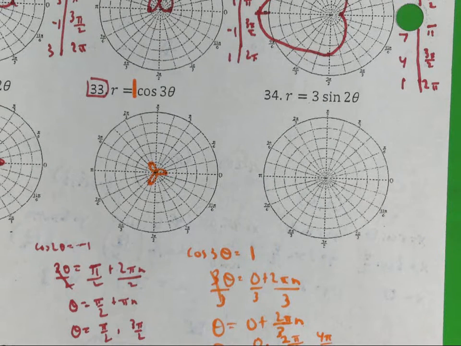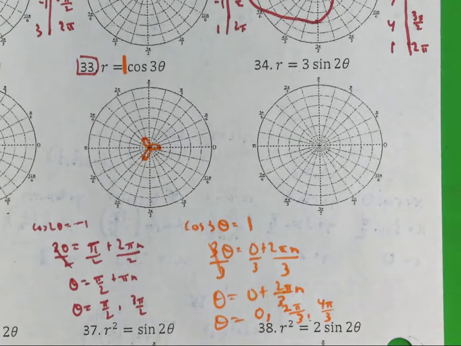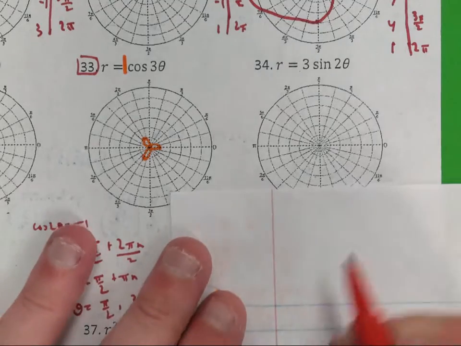How many petals would that have? 4. And where would the petals extend to? What ring? 3. Very good. Now, since this is an even, will it be 1 or 2 equations? 2. Okay. So I'm going to write this here so I can show you some room.